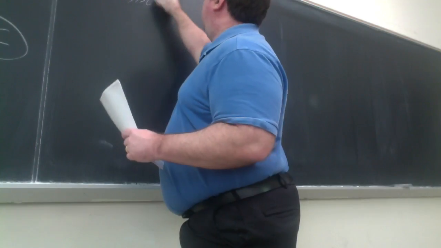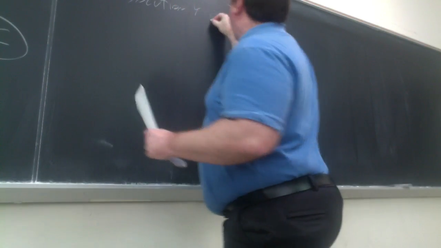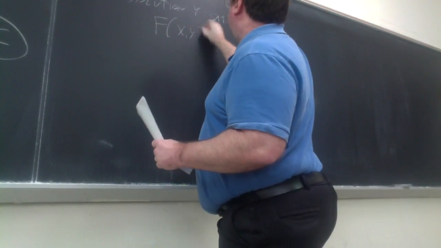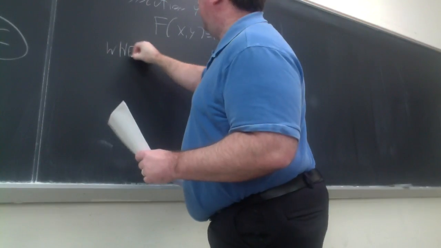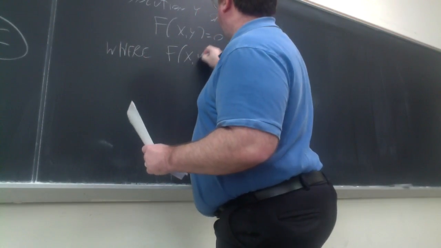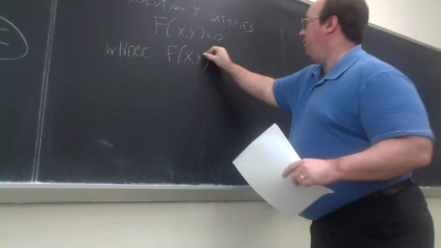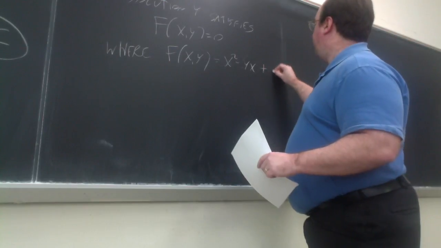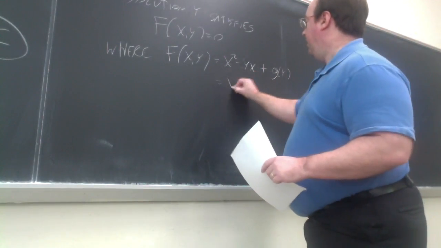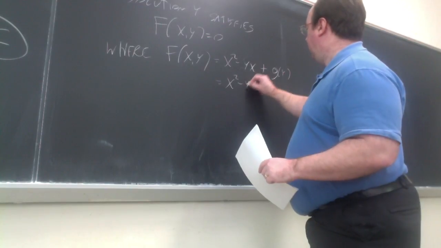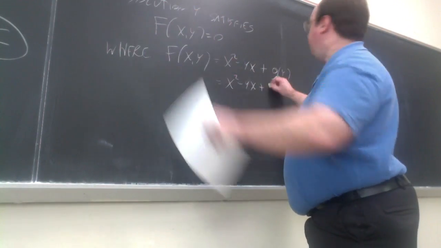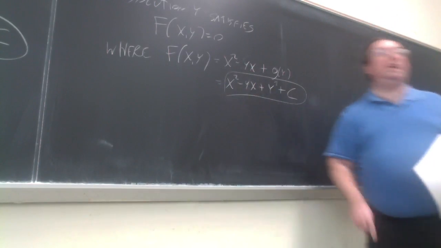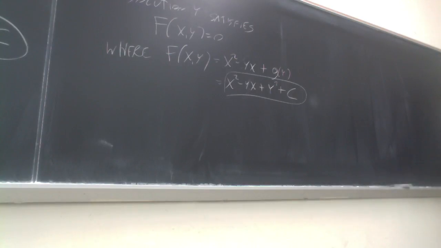So the solution y satisfies equation big F of x, y is equal to 0, where big F is equal to m1 that we got by our first integration, x squared minus yx, plus the g of y we were just finding. So x squared minus yx plus, and g of y turned out to be y squared plus c. Right. So this is our big F that characterizes the solution.